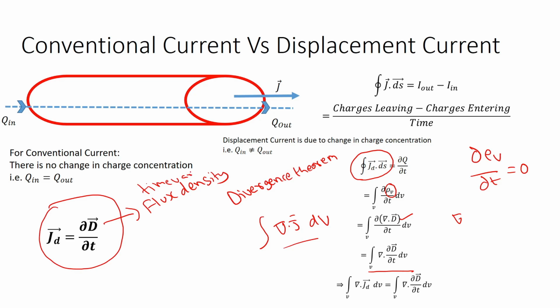Now, if there is no time varying electric flux density, then there is no displacement current density, then ∇×H̄ can be just J̄. But if there is a time varying electric flux density, then ∇×H̄ is equal to J̄ plus J̄d, that is ∂D̄/∂t.